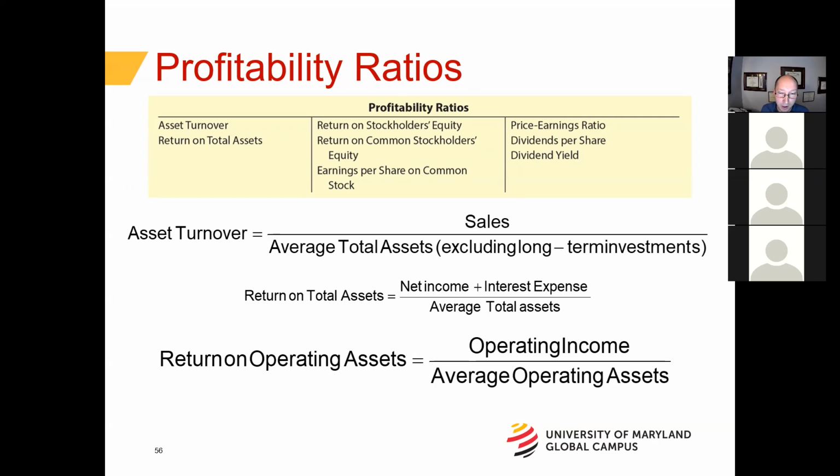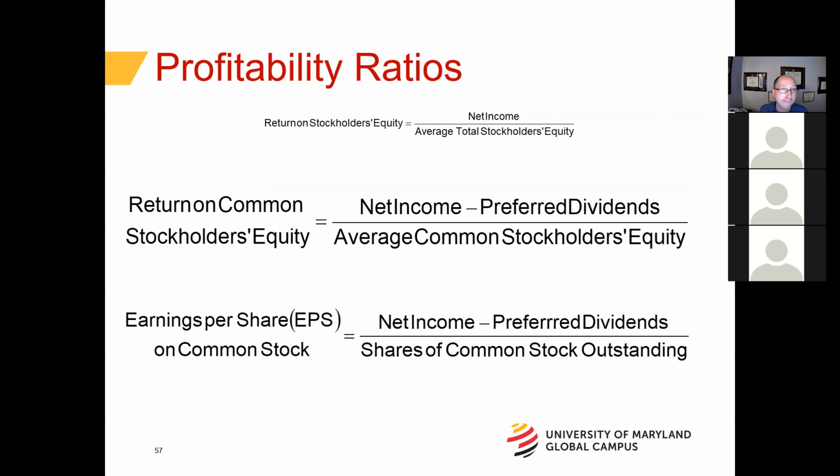Then we have return on operating assets. We take your operating income found on the income statement, divided by average operating assets. Average operating assets, these are your property, plant, and equipment. Okay, a few more profitability ratios. Return on stockholders' equity, take your net income divided by average total stockholders' equity. Return on common stockholders' equity, take your net income minus preferred dividends divided by average common stockholders' equity.